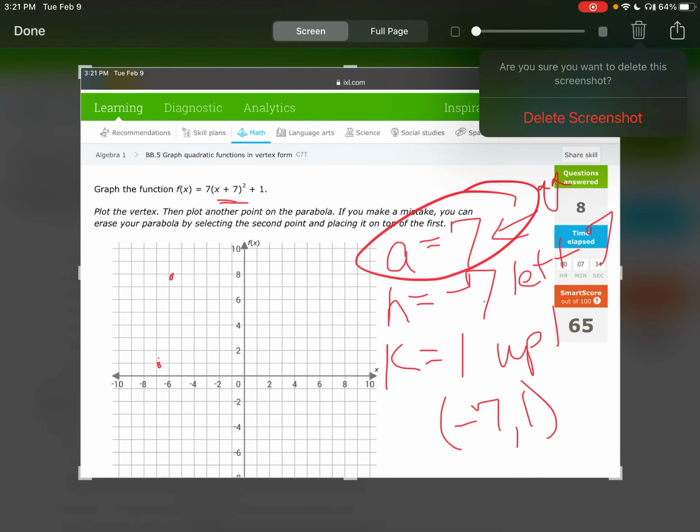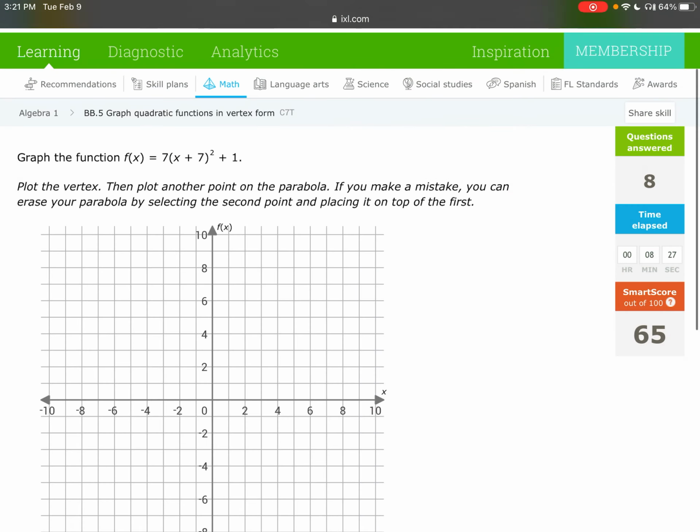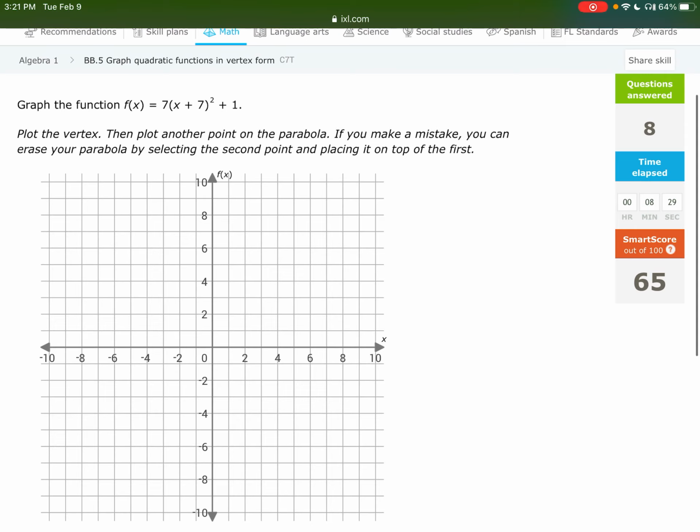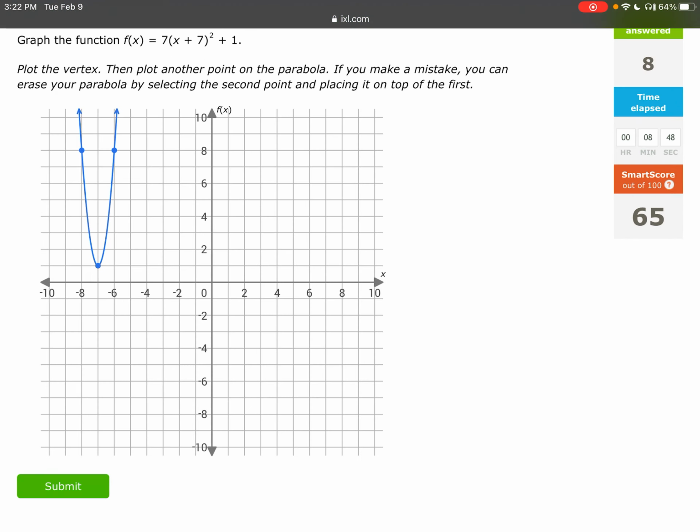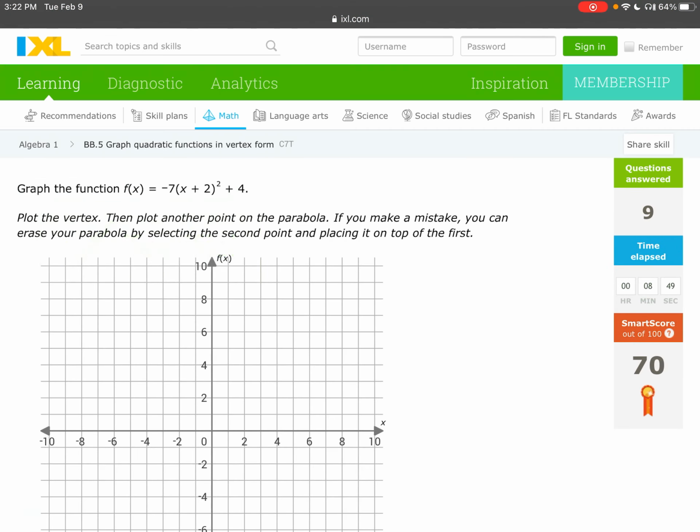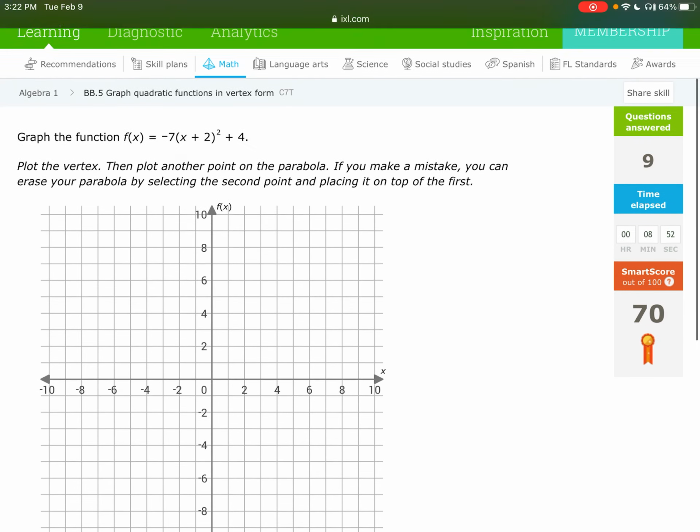All right, so taking a look, I am going to start by going from 0, 0 to the left 7 and up 1. So that's my vertex. To get my second point, I'm going to use my A equals 7. I'm going to go to the right 1 and up 7. Didn't quite get it. To the right 1 and up 7. That'll give me my second point. And submit.